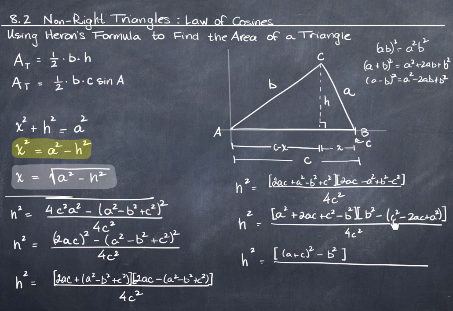Now when I look at this, c squared minus 2ac plus a squared, I see this, a squared minus 2ab plus b squared, which factors like this. So I can rewrite my second factor as b squared minus (c minus a) all squared. And that is, of course, still over 4c squared.